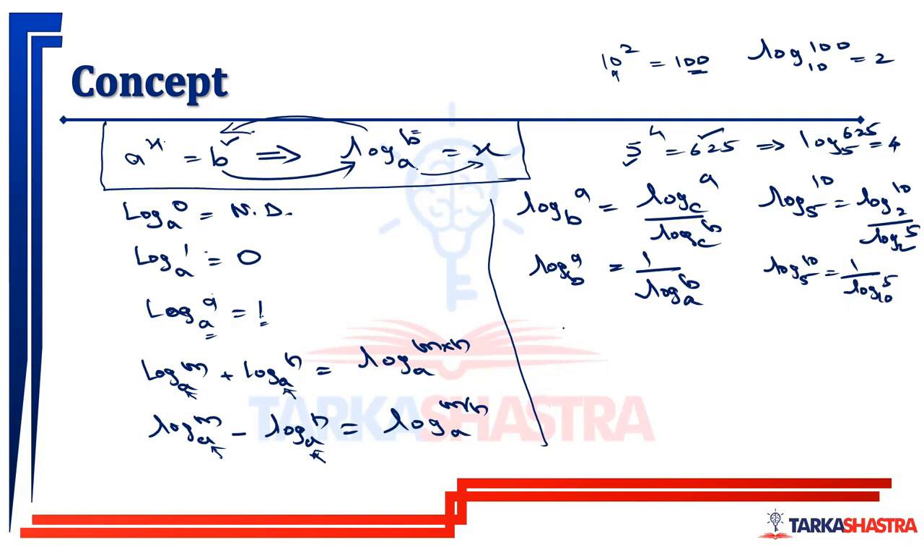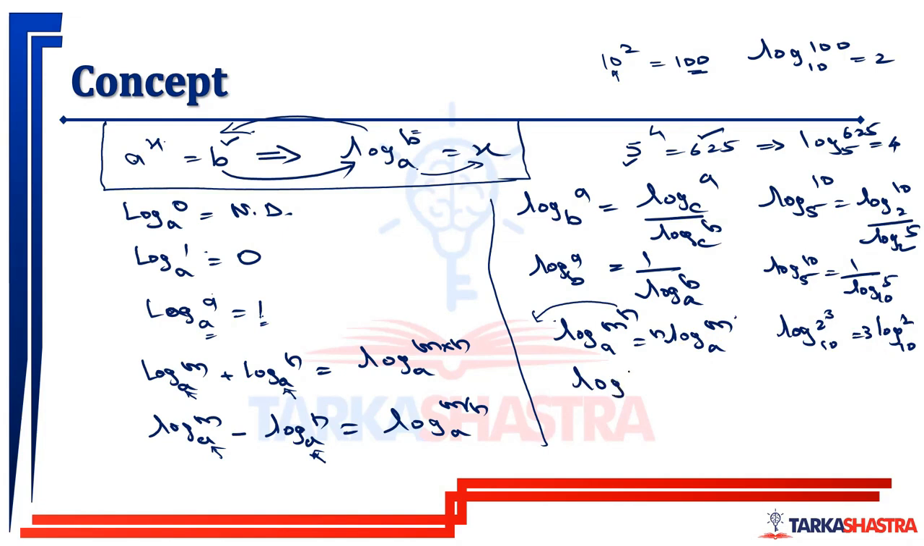Next, log m to the power n to the base a is equal to n times log m to the base a, and this n will come out. Okay, so what we are doing here, this n will come out over here. For example, log 2 cube to the base 10 is nothing but 3 into log 2 to the base 10. Okay, then log m to the base a to the power n can be written as 1 by n into log m to the base a. Okay, try to understand this.